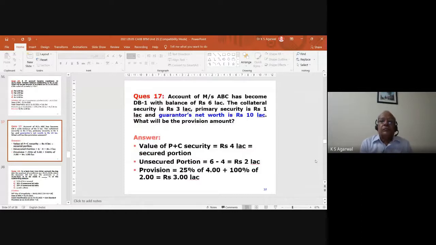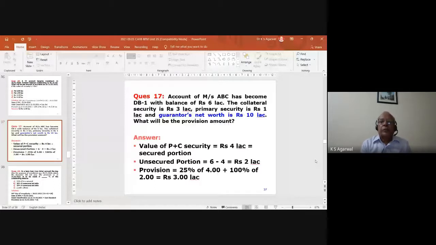Next question. Account of Messrs ABC has become DB1 with balance of rupees 6 lakh. The collateral security is 3 lakh, primary security is 1 lakh, guarantor's net worth is 10 lakh. What will be the provision? Now this question has been included in my presentation only to highlight this fact that guarantor's net worth is irrelevant as far as calculation of provision is concerned.